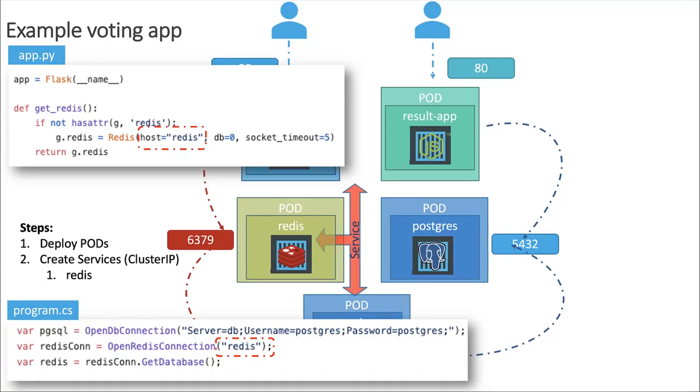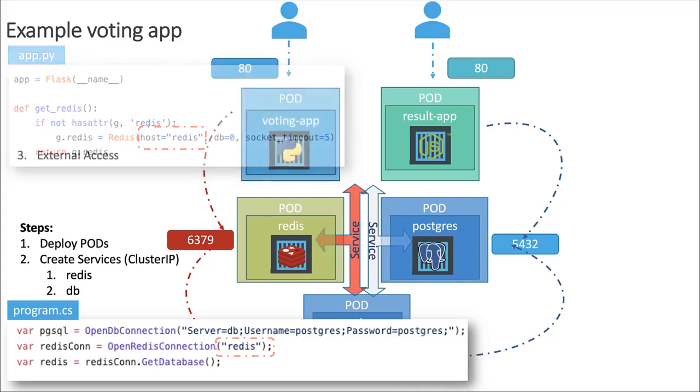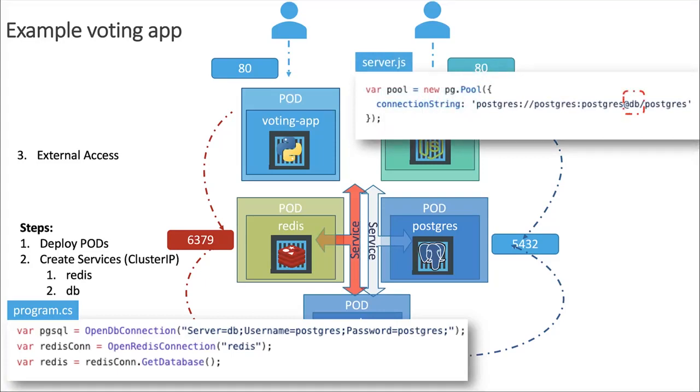Now, these services are not to be accessed outside the cluster, so they should just be of type ClusterIP. So we will follow the same approach of creating a service for the PostgreSQL pod so that the PostgreSQL DB can be accessed by the worker and the result app. So what should we name the PostgreSQL service? If you look at the source code of the result app and the worker app, you will see that they are looking for a database at the address DB. So the service that we create for PostgreSQL should be named DB.